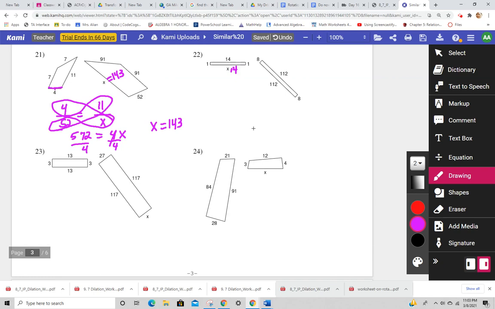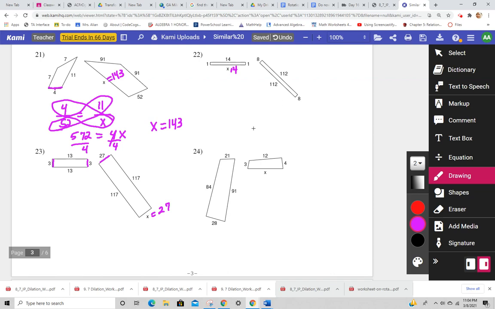All right, so this side here corresponds with this side, and looks like they multiplied it by 9. Well, let's check 13 times 9. Does that give us 117? Yes. So that means the scale factor is just 9. If I multiply this side by 9, I'm going to get this side, which is 27.